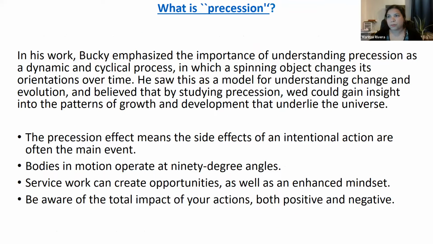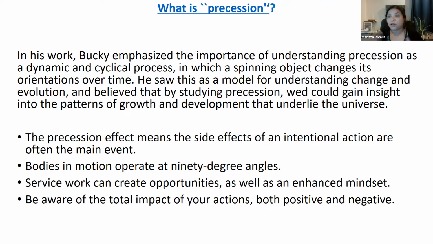So in his work, Bucky emphasized the importance of understanding precession as a dynamic and cyclical process, in which a spinning object changes its orientation over time. He saw this as a model for understanding change and evolution, and believed that by studying precession, we could gain insight into the patterns of growth and development that underlie the universe. That's a really heavy statement, but it's beautiful in its statement.